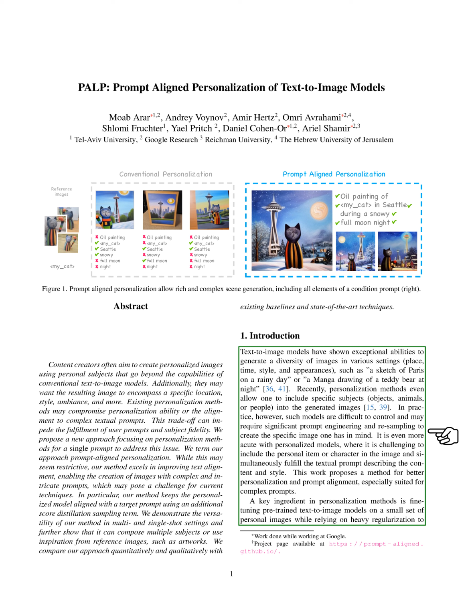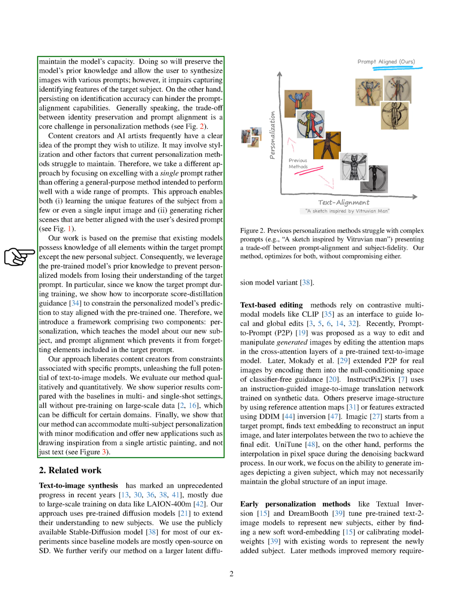Personalization methods usually involve fine-tuning pre-trained text-to-image models on a small set of personal images, while using heavy regulation to maintain the model's capacity. This helps to preserve the model's prior knowledge and allows the user to create images with various prompts. However, it can make it difficult to capture the unique features of the target subject. If we focus too much on identifying the target subject accurately, it can interfere with the model's ability to align with the text prompt. Balancing these two aspects, identity preservation and prompt alignment, is a key challenge in personalization methods.